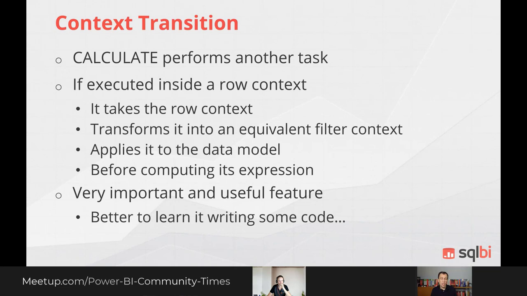The row context means the current row. Current row is a current row in a table. Well, imagine you create a filter where you say for each column of that table, you specify the corresponding filter. So you basically use the entire content of the table row as a filter in the filter context. Why is this useful? Well, because by using calculate, you can do something like this.